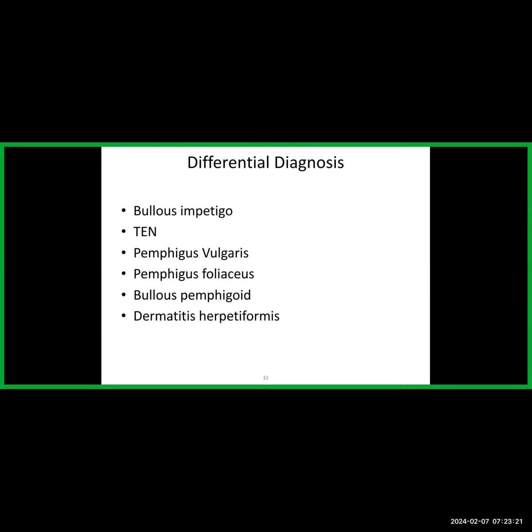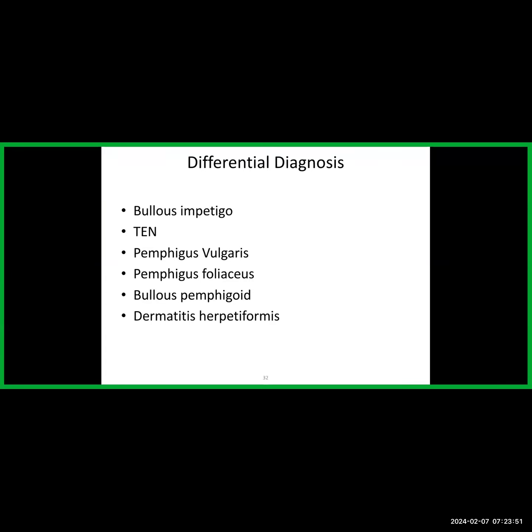Dermatitis herpetiformis is another differential, which is an autoimmune subepidermal blistering disorder that is often associated with gluten-sensitive enteropathy. It's considered a cutaneous variant of celiac disease, and it's an exclusively pruritic eruption classically seen on the buttocks and extensor surfaces of the arms and legs.